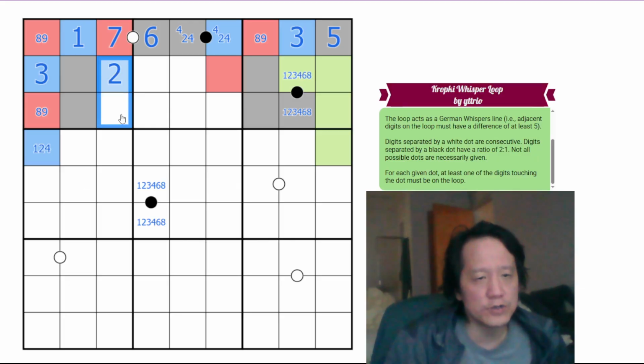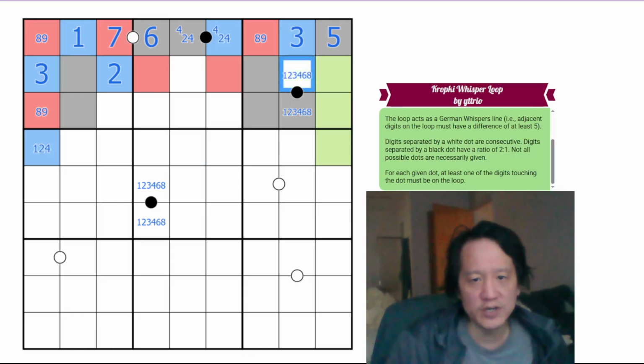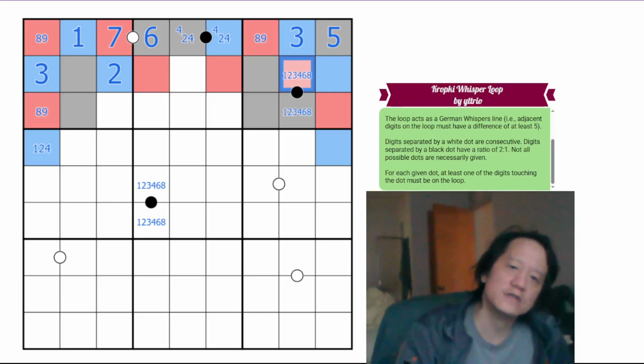If the 2 tried to go this way, the only high digit left is 6. And 2 cannot be next to 6 on a whisper 5 line, so it must go this way. So that's high. This digit must be a high, which makes this a low, which makes this high, which makes this low. Not green, orange, it makes it low. So this has to be 6 or 8. The only digit that 3 can be next to on a whisper 5 line out of 6 or 8 is 8. So this is 8.